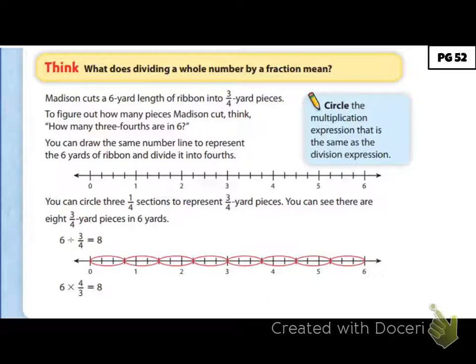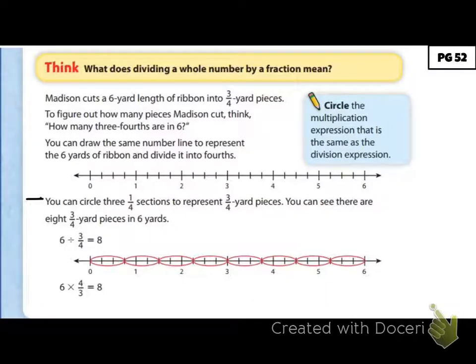You can circle 3 1/4 sections to represent 3/4 yard pieces. Sorry, I got the hiccups this morning. You can see there are 8 3/4 yard pieces in 6 yards.